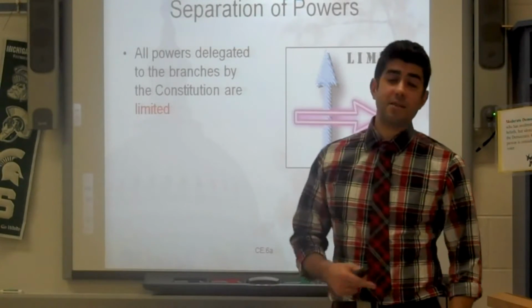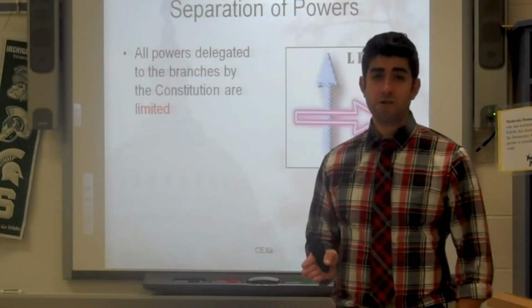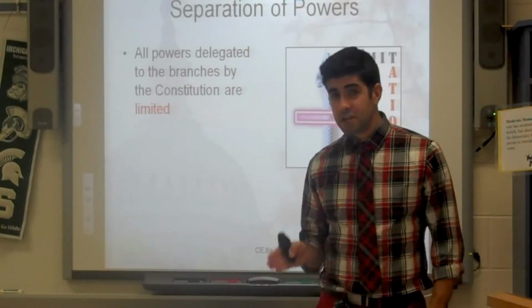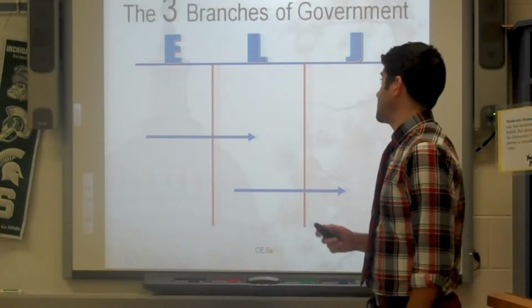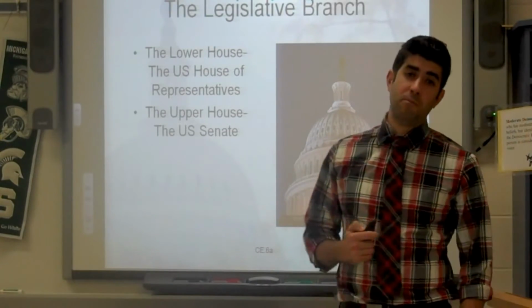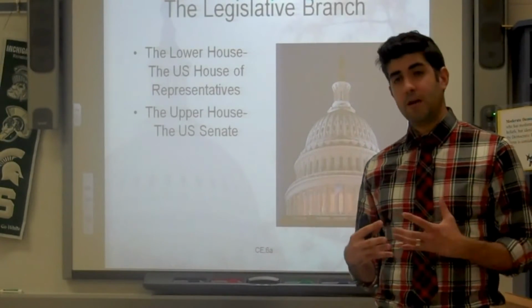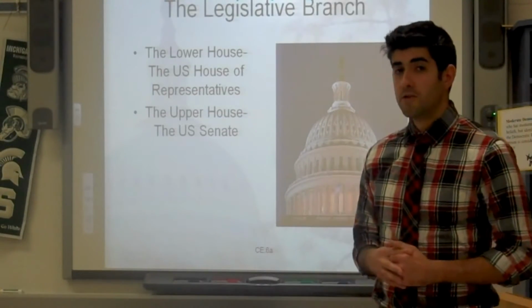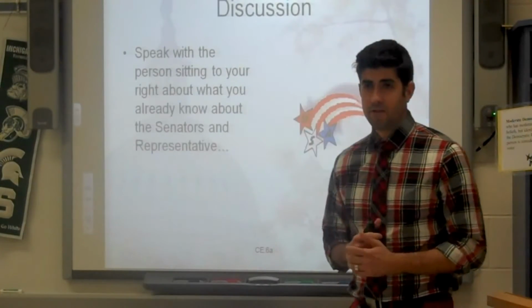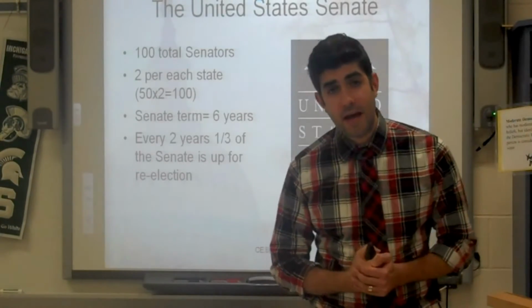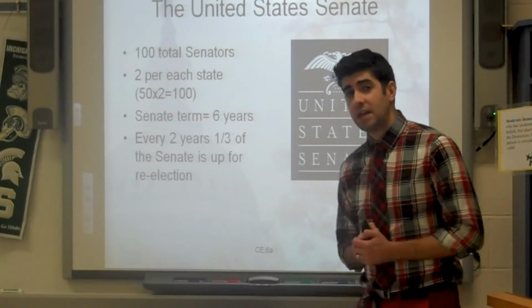All powers delegated to any of the branches are limited by the Constitution. The Constitution outlines the powers of each branch of government, and each branch is only supposed to follow those listed powers. Today, again, we're focusing on the legislative and judicial branches. The legislative branch is a bicameral body, meaning it is two chambers made up of the upper house and the lower house. The upper house is called the United States Senate. The lower house is called the U.S. House of Representatives.